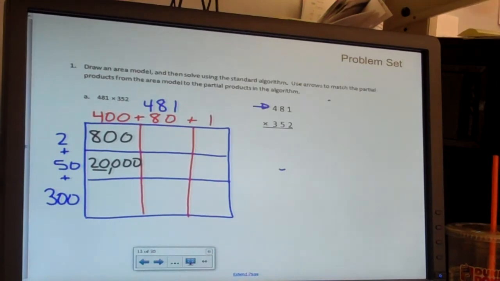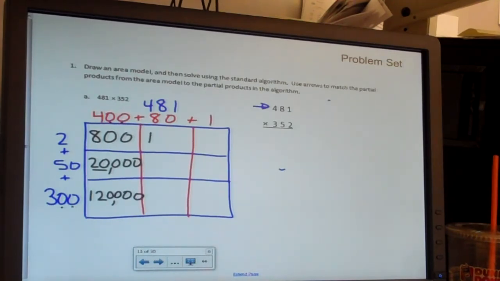What about 400 times 300? Someone walk me through that one, Anushka. 4 times 3 is 12, and we have 1, 2, 3, 4 zeros. So 120,000. Wow. Jonathan, what about 2 times 80? What's 2 times 8? 12.